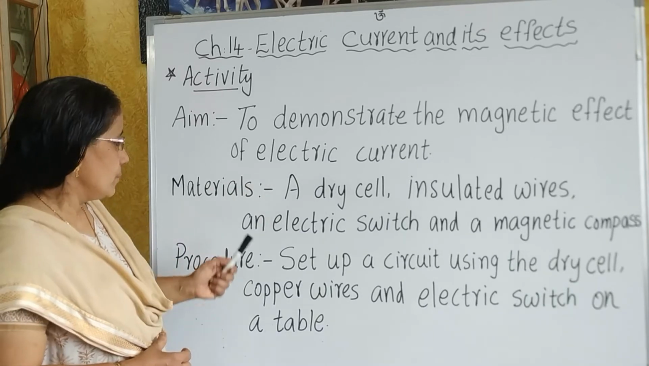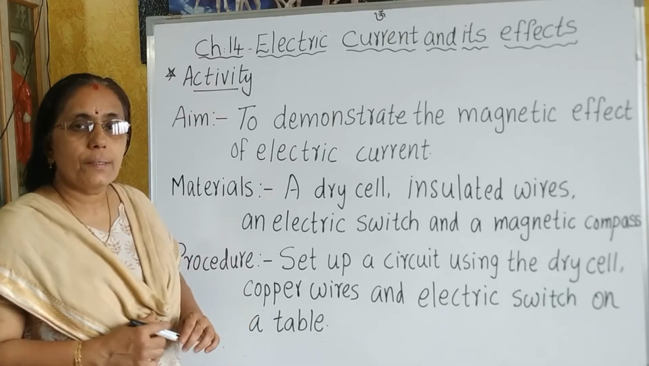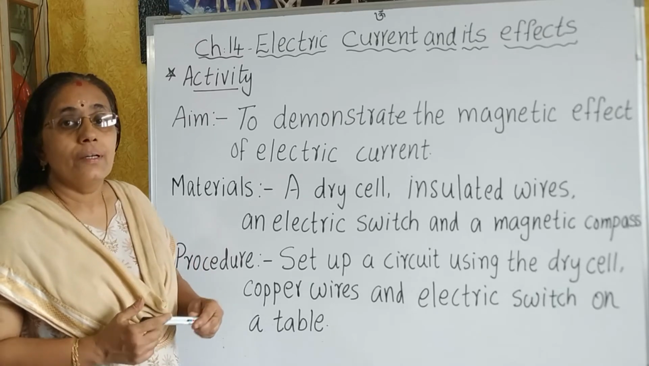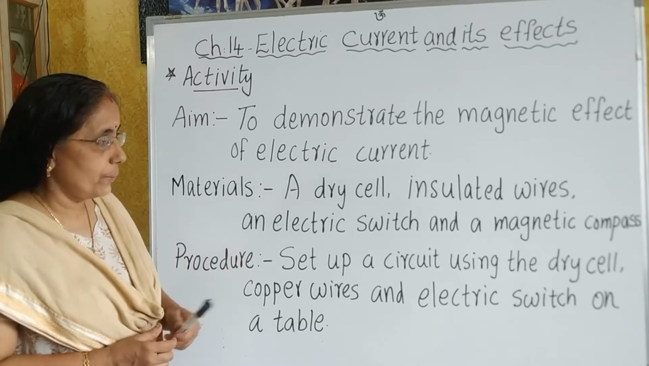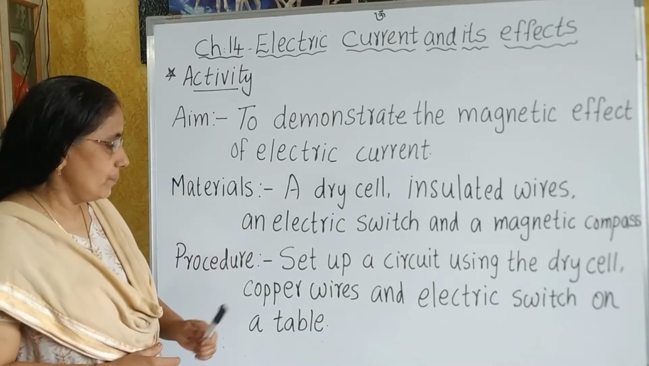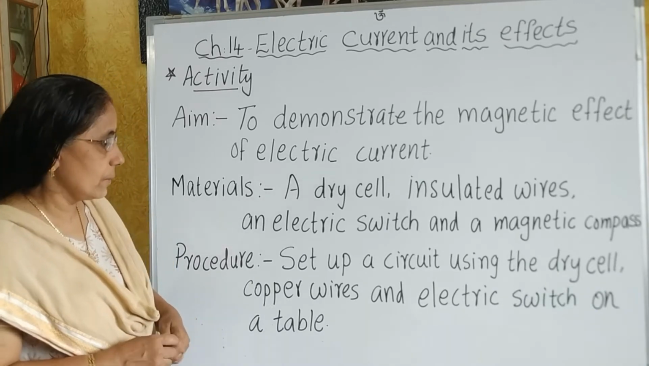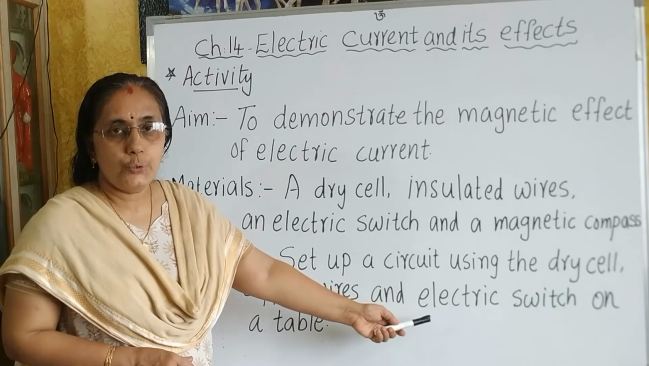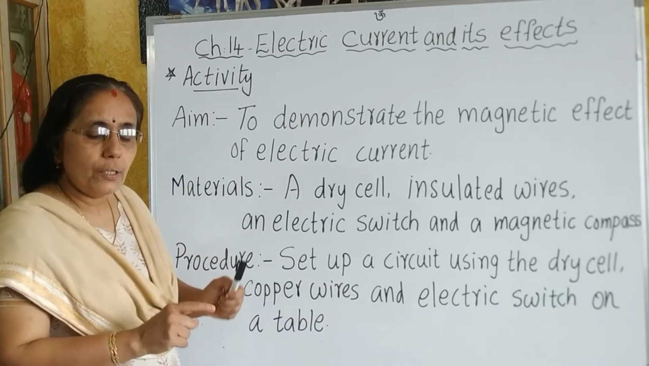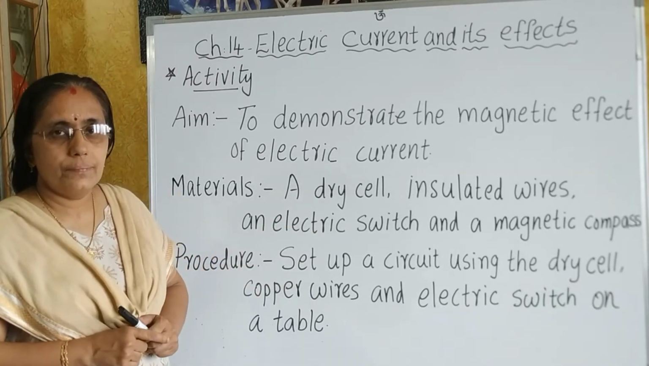Now, in the procedure, first of all, we have to set up an electric circuit that you are familiar with now. For that, we need a dry cell, which is the source of electric current. Then copper wires for connecting the different components, and an electric switch to turn the circuit on or off. So, using all these materials, we set up an electric circuit on a table.